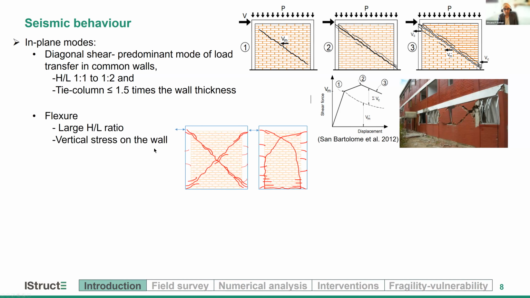However, with respect to the change in aspect ratios and the vertical stress on the wall, also with respect to change in the material properties and connection between the masonry and the reinforced concrete elements, we can also observe flexural failure, as you can see in the second figure in the center.